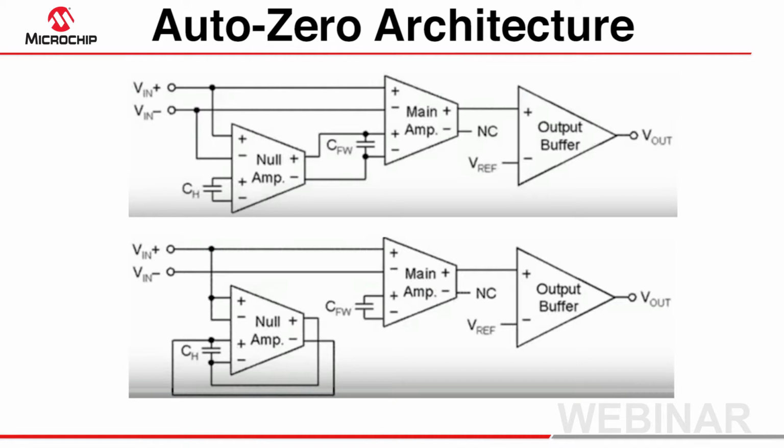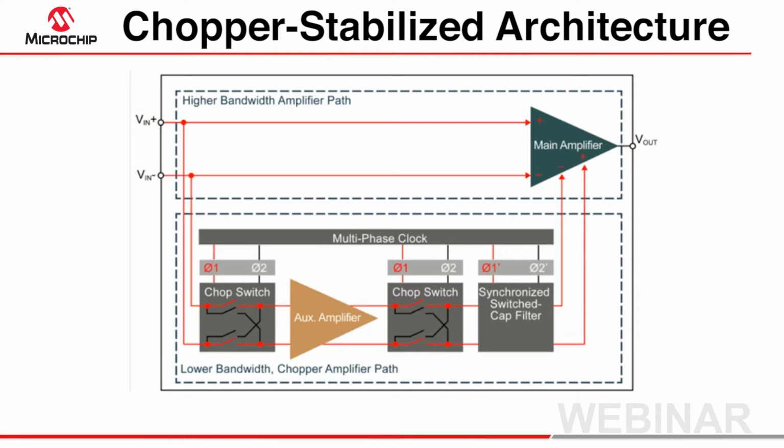Now the amplifier switches back and forth from these two modes about every 50 microseconds or so, say 10,000 times a second, enabling extremely low offsets continuously. Similar to the auto zero architecture, the chopper stabilized amplifier has two signal paths, a high bandwidth path that is always connected to the main amplifier, and a lower bandwidth auxiliary path. The main amplifier is designed for high bandwidth that extends out to the specified gain bandwidth product of the overall amplifier. This also sets the slew rate of the overall amplifier.